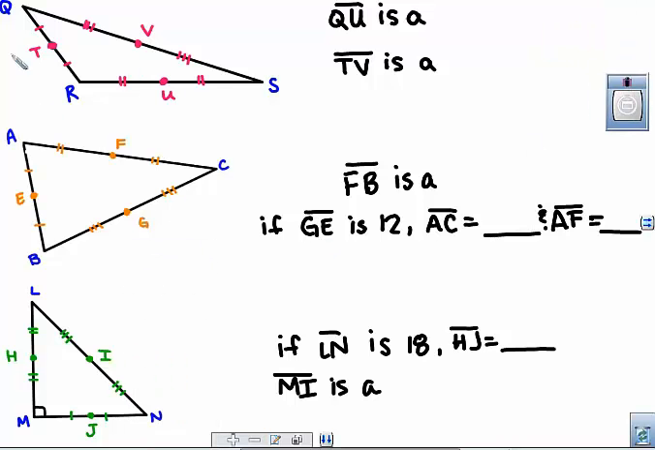Alright, so in this first triangle, this is an obtuse triangle, QRS. We have T, V, and U marked with these tick marks showing us they are the midpoints of these different sides of the triangle. If we connect Q to U, that would be what type of segment? A vertex to a midpoint, and you should say median.